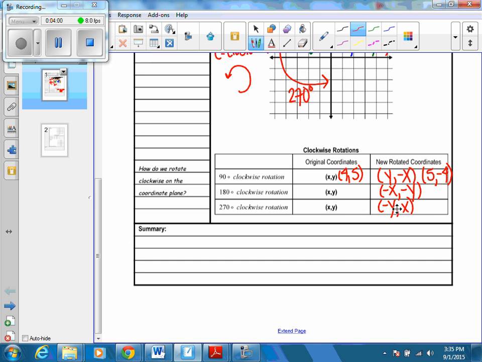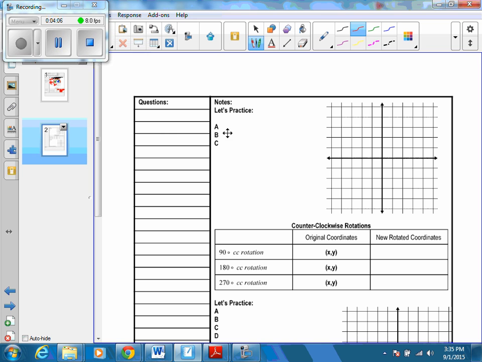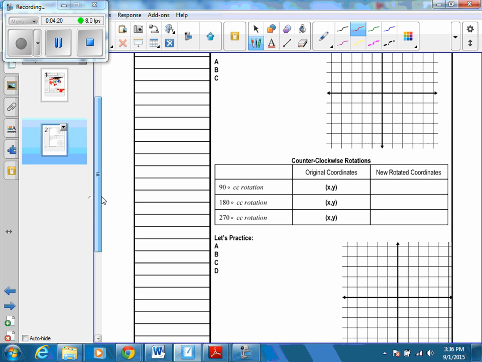Let's keep moving and jump down to the second page. We're going to do this practice for our warm-up tomorrow. Let's jump down to our counterclockwise rotation and talk about what that looks like. For a 90-degree counterclockwise rotation, what I'm going to do is have y, comma, negative x.